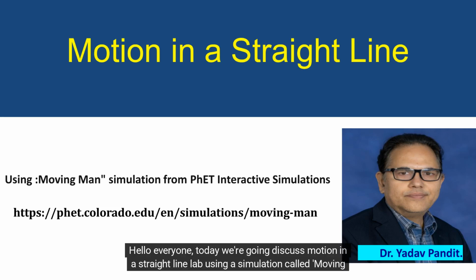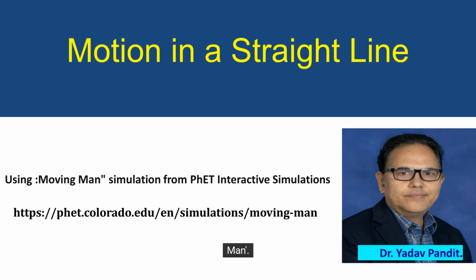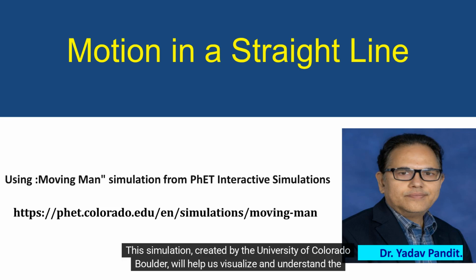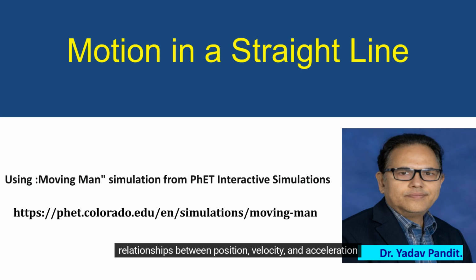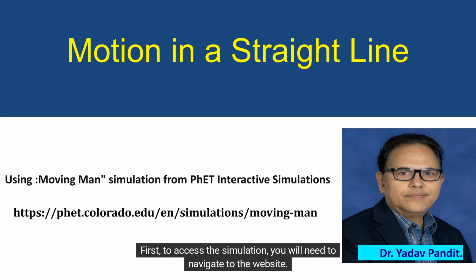Hello everyone! Today we're going to discuss motion in a straight line lab using a simulation called Moving Man. This simulation, created by the University of Colorado Boulder, will help us visualize and understand the relationships between position, velocity, and acceleration. First, to access the simulation, you will need to navigate to the website.